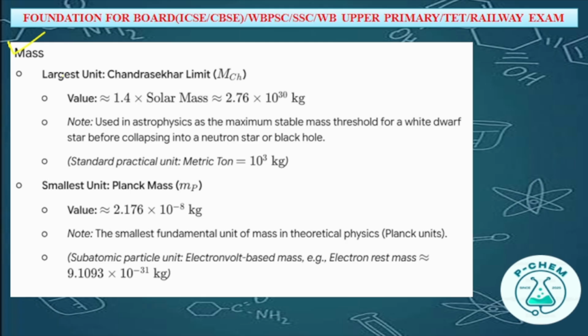Mass. What is the largest unit of mass? That is Chandrasekhar limit. Its value is 2.76 into 10 to the power 30 kg. Largest unit. Smallest unit of mass is Planck mass, that is 2.76 into 10 to the power minus 8 kg.